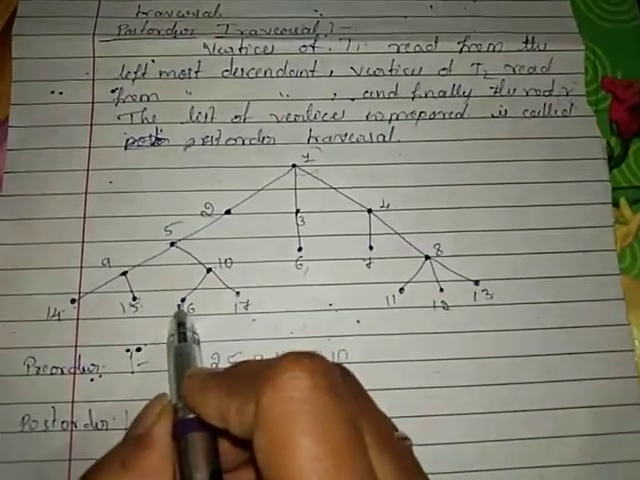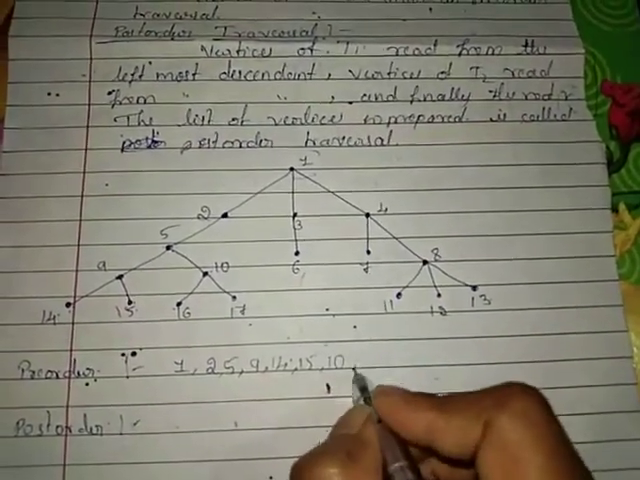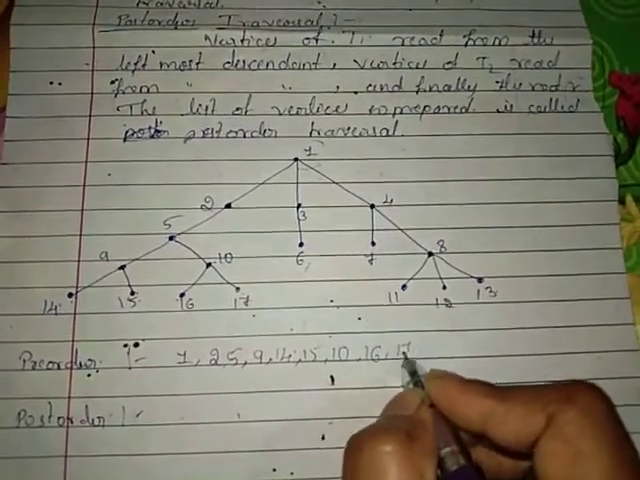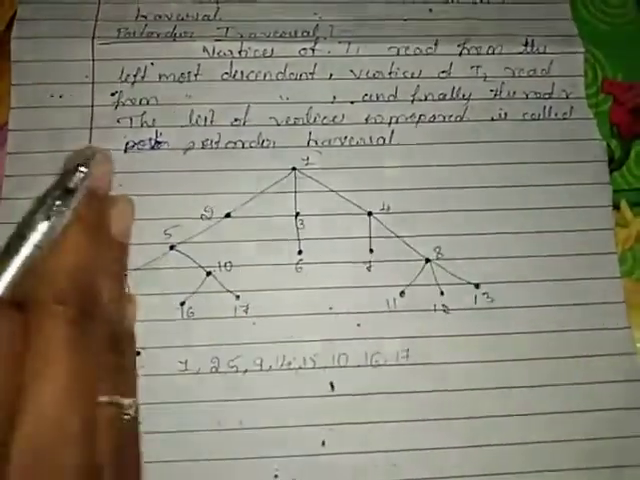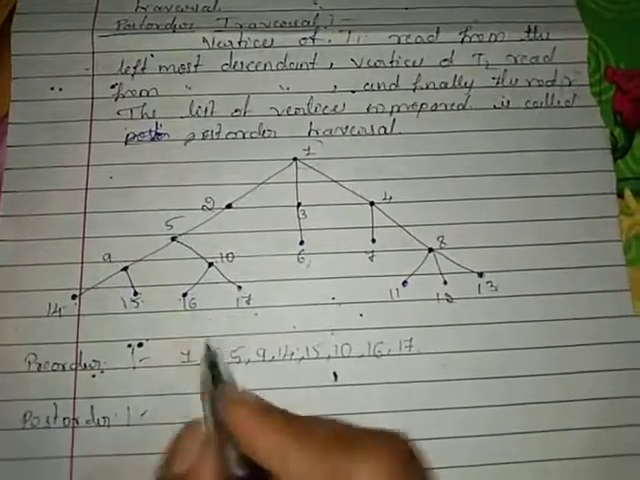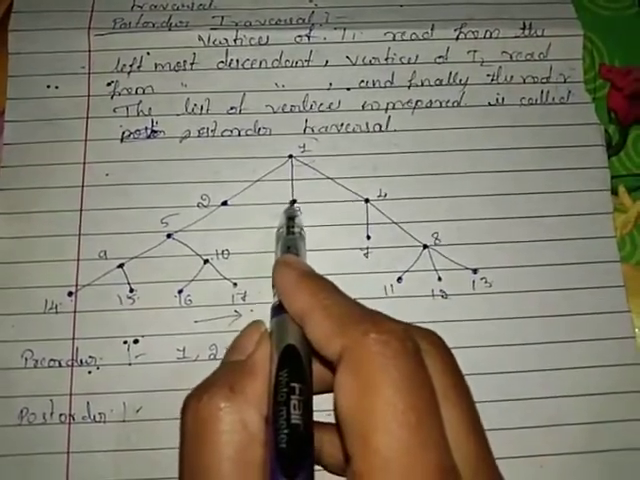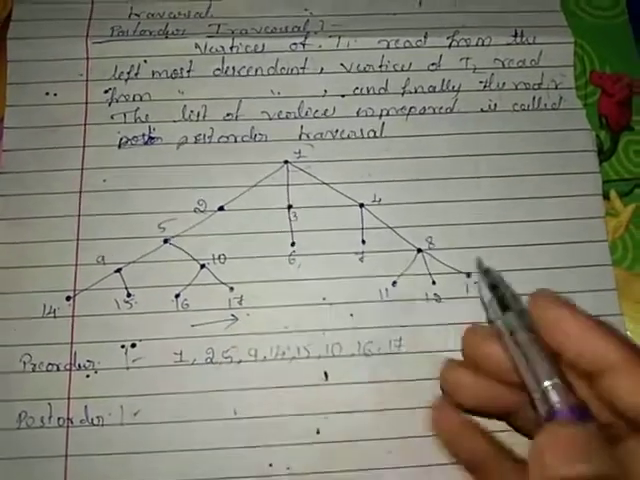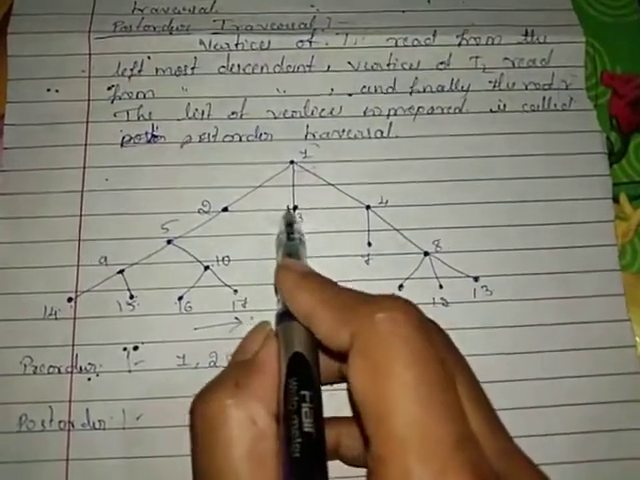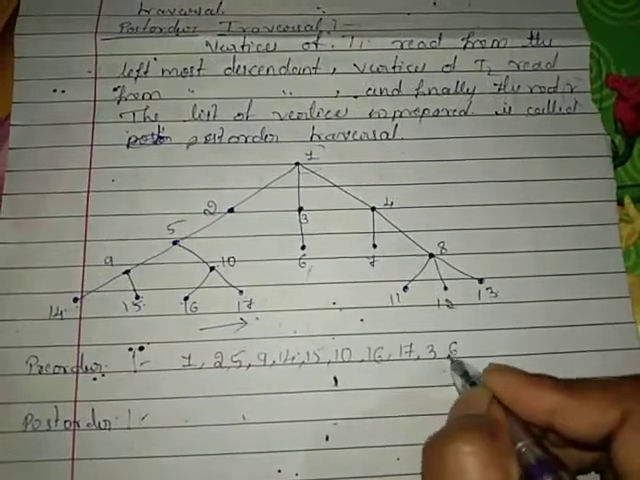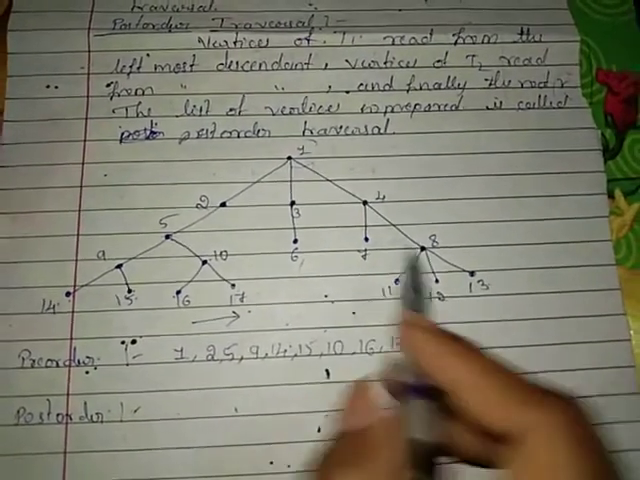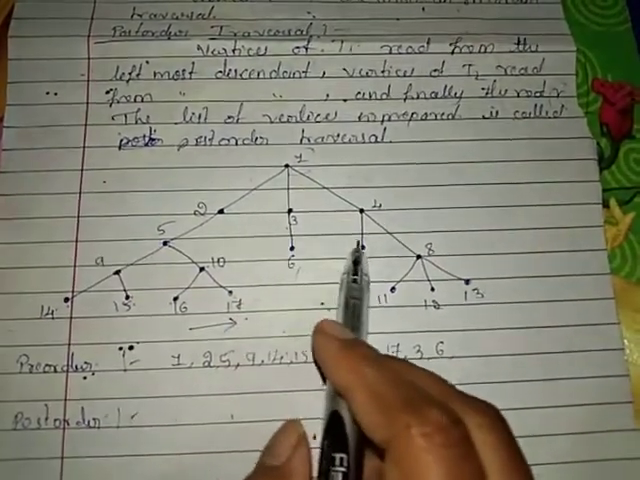Subtrees of 10, again from left to right, are 16 and 17. So we are moving from left to right, in this direction. In this direction, the next subtree of the root is 3. 3 has only one subtree, that is 6. So next we are moving from left to right.